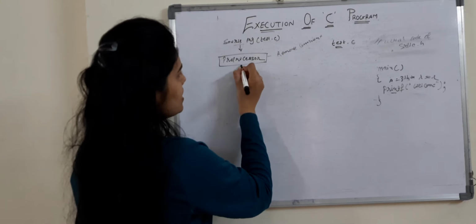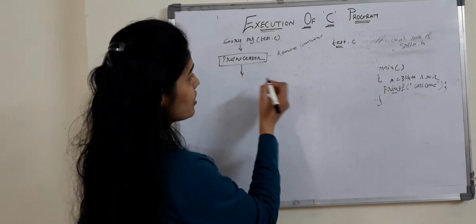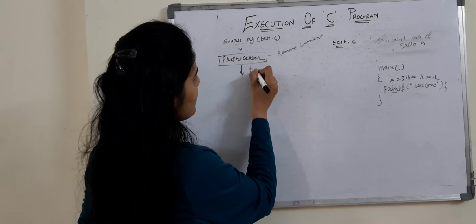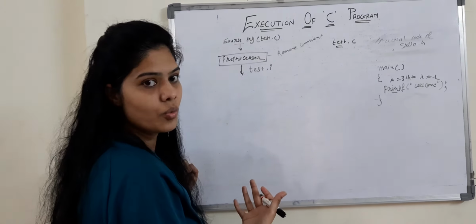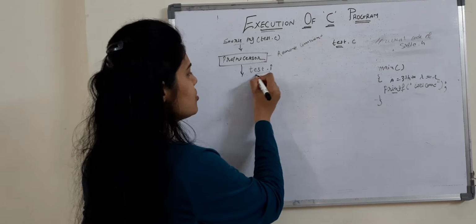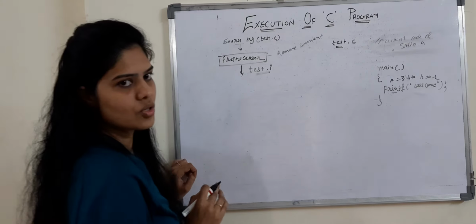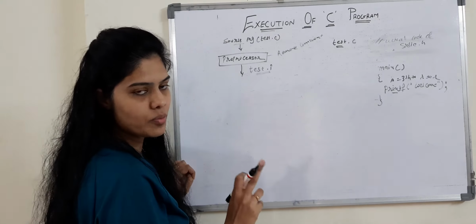After this expanded code, what will we get? We will get one file, and the name of the file will be test.i. We will get the intermediate code, the expanded code, and that is why the extension of the file is .i. The preprocessor will remove all the comment lines from the program.